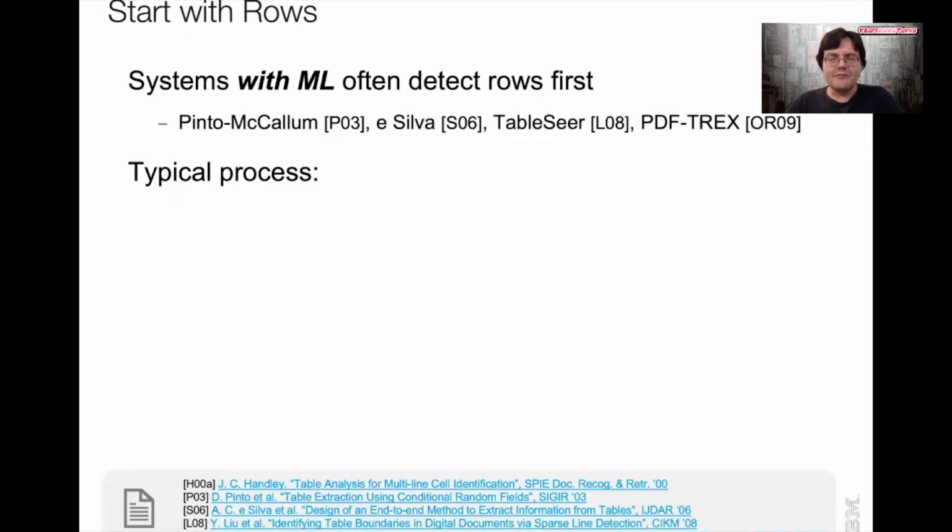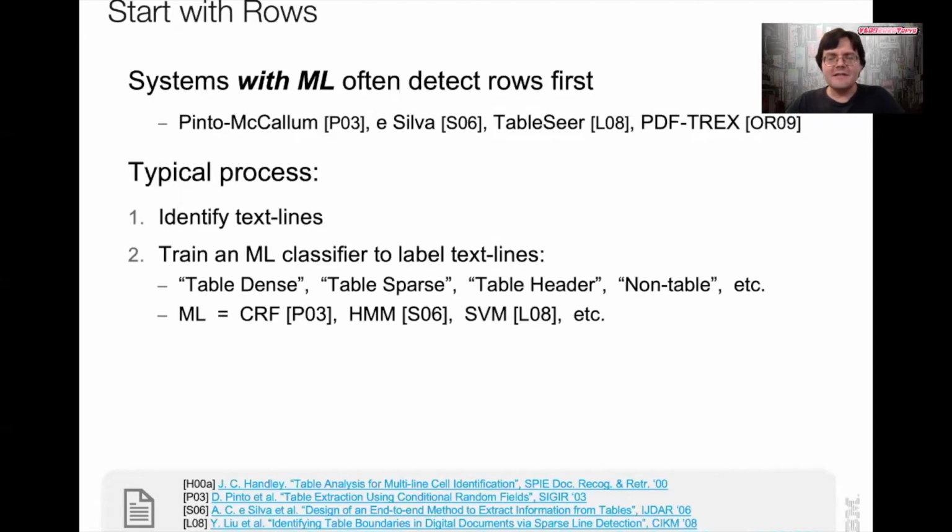In that approach, you start by identifying text lines on the page. And then you use a machine learning classifier to label text lines into lines that belong to tables and lines that don't belong to tables. But often you need more than just two labels. In the case of multi-line rows, you will have to label some lines as incomplete rows and others as complete rows, and then merge incomplete into complete.